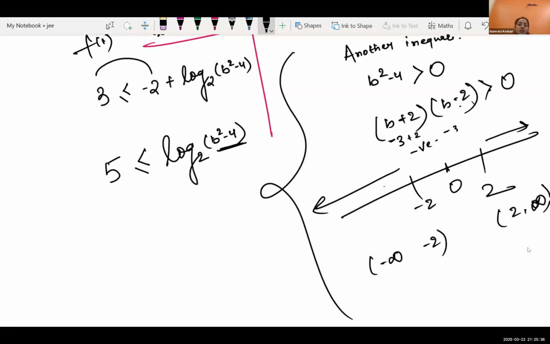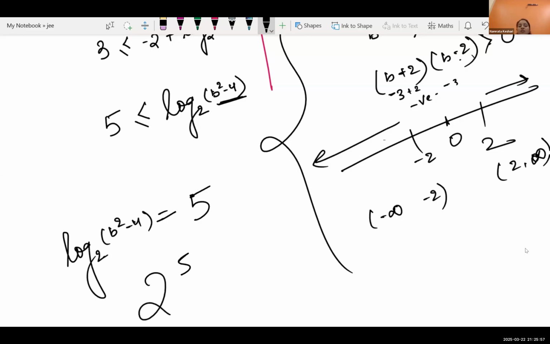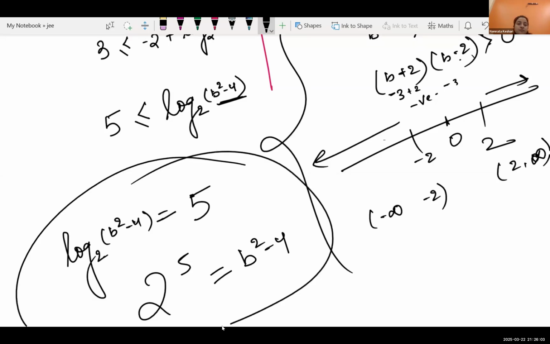Still we have to solve this inequality, right? What we can do over here: we understand that if log of b square minus 4 to base 2 is equal to 5, we could have taken 2 to the power 5 is equal to b square minus 4, right? Logarithm to exponential form. Okay, but how to use this concept over here, where an inequality sign is there, which side we must change, right?